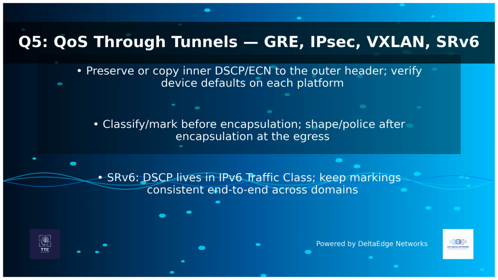Question 5. QoS Through Tunnels. In modern WANs, traffic often flows through tunnels: GRE, IPsec, VXLAN, or even SRv6. Key rule: always preserve or copy inner DSCP and ECN to the outer header and double-check your device defaults. Apply classification and marking before encapsulation, and shape or police after encapsulation. For SRv6, markings live in the IPv6 traffic class. Consistency across the path is critical.